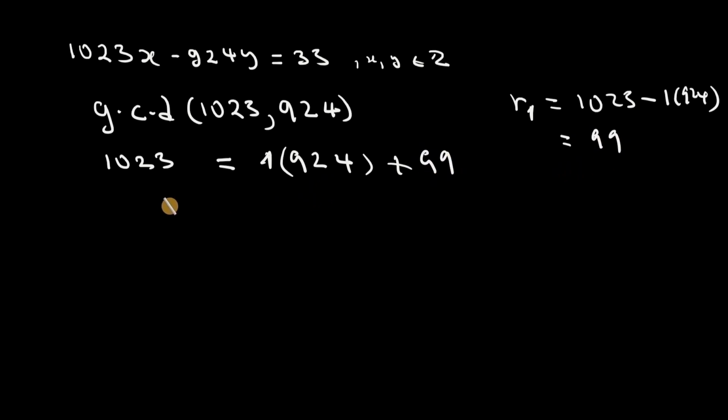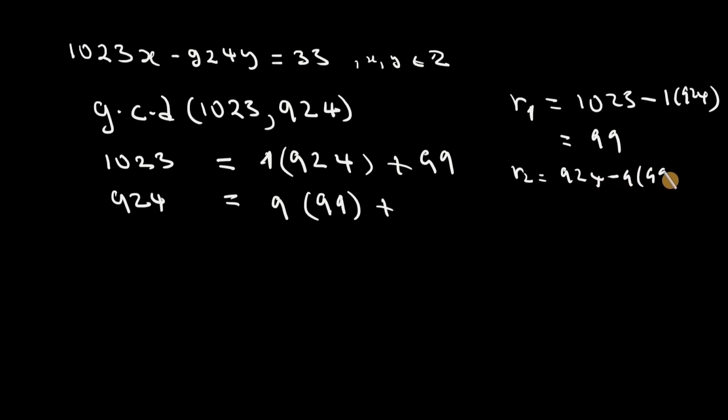Now I bring this divisor here in the left hand side. That's the previous divisor, and the new divisor now will be the previous remainder, that's 99. 99 divides 924 9 times, plus the remainder, let's say r2, which I don't know. So r2 will be 924 minus 9 into 99, which is 33.